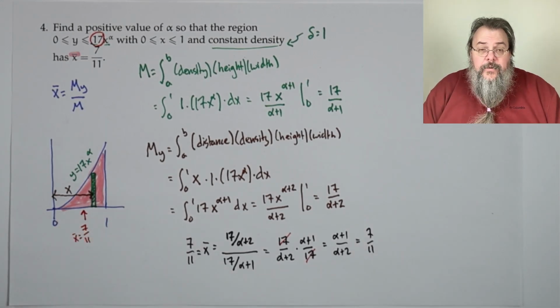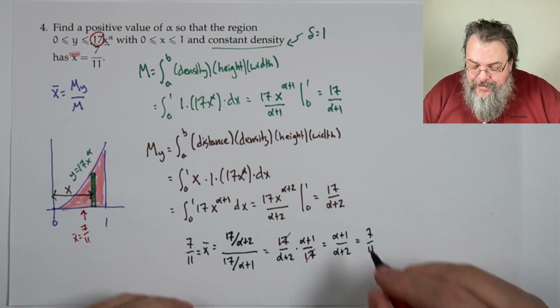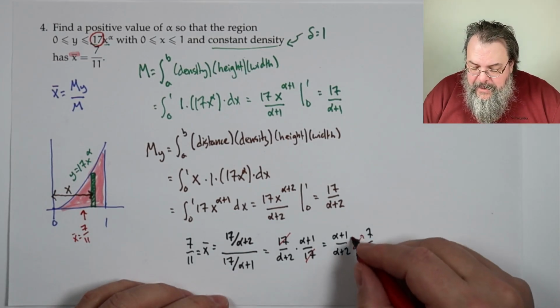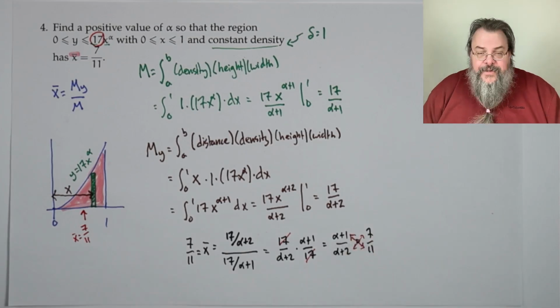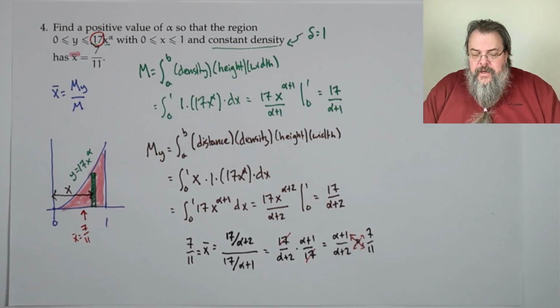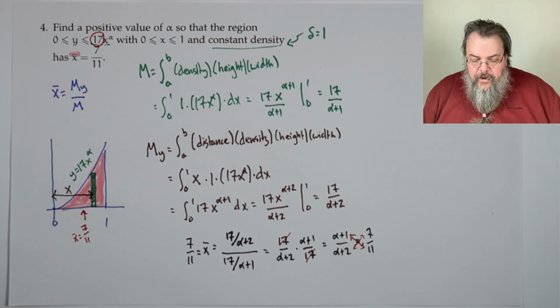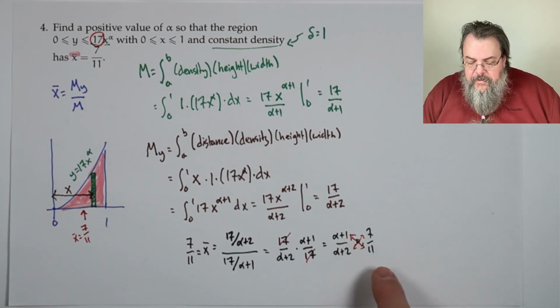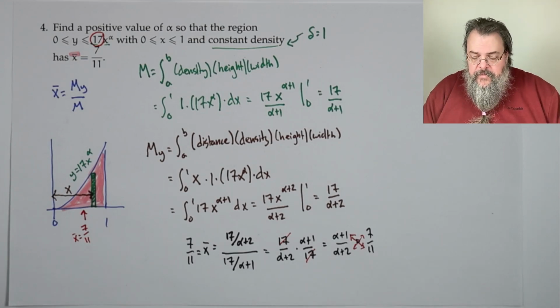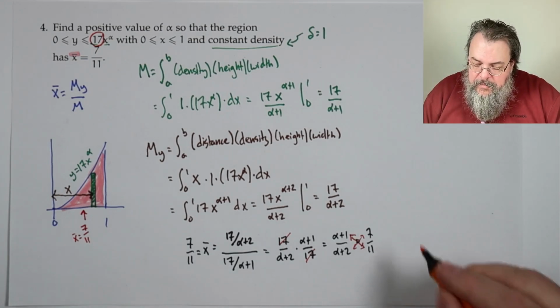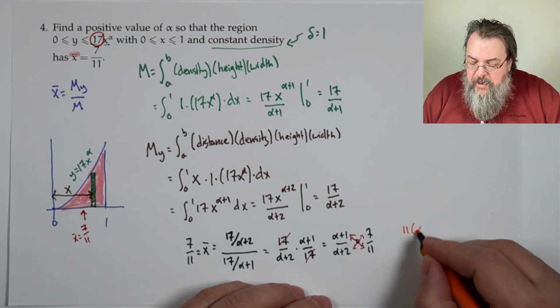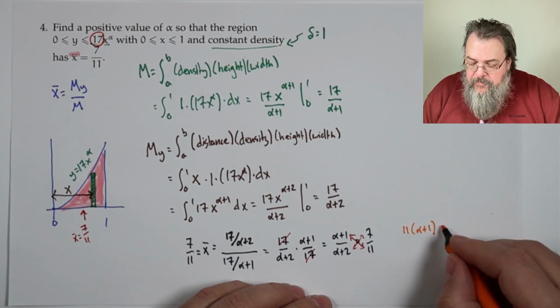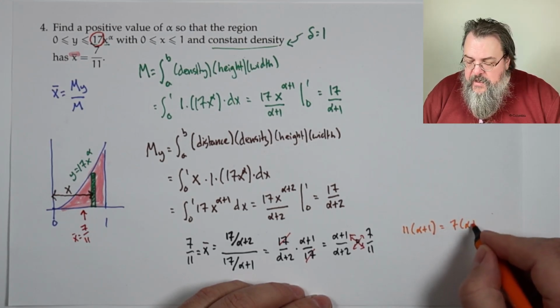And now we're going to use a great trick from algebra called cross-multiplying. Get rid of fractions. Fractions are dangerous, and I try to get rid of them whenever I can. And so this leads us to the following. We're going to have 11 times alpha plus 1 is equal to 7 times alpha plus 2. Now, with that in mind, we're almost there.